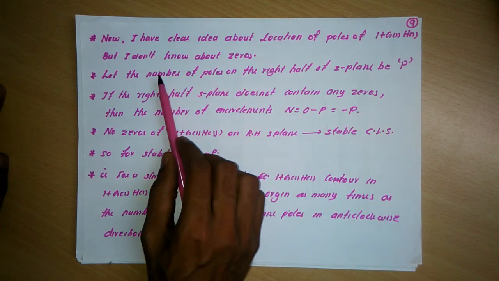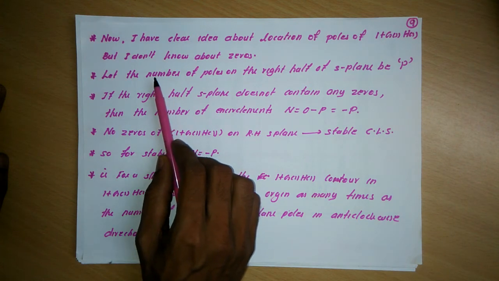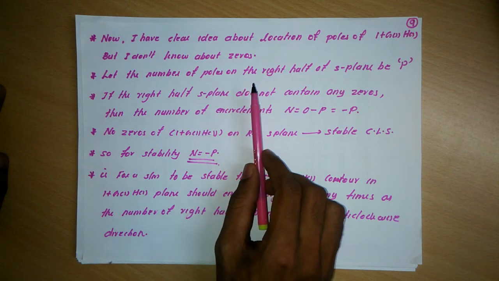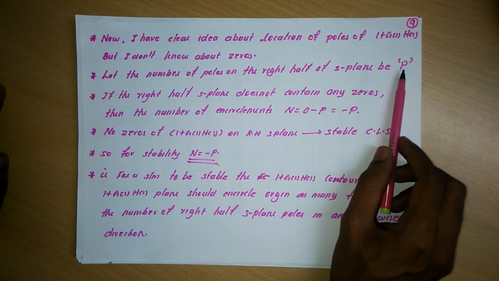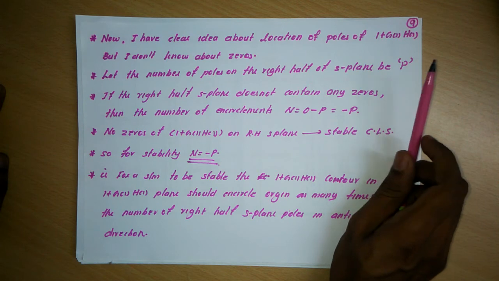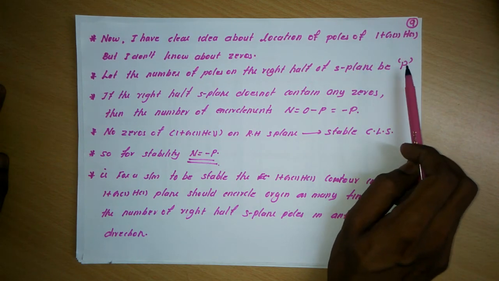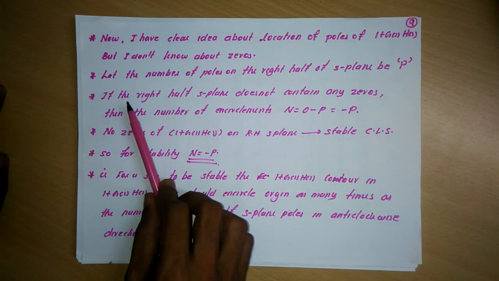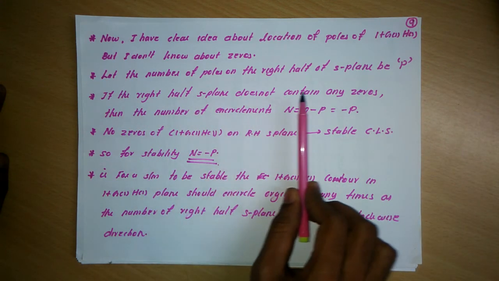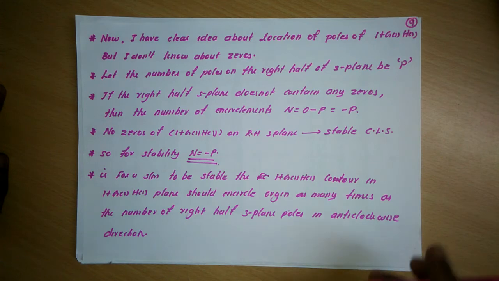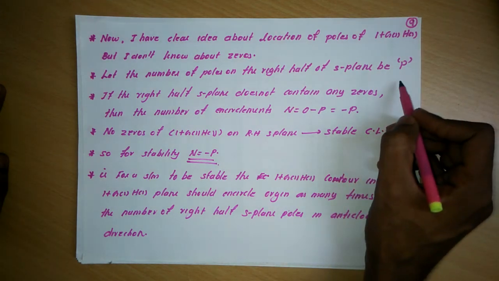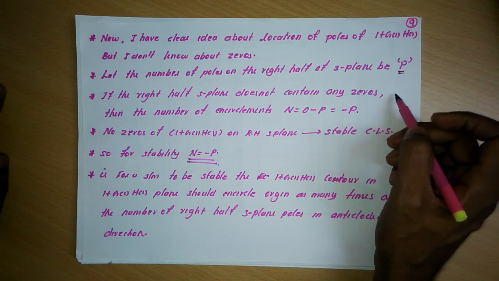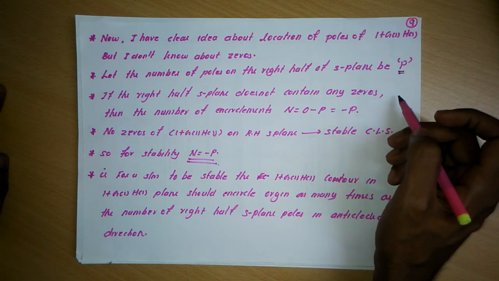So I am stating once again, I have taken a contour which covers the entire right half S-plane, and I am assuming that the right half of the S-plane has P number of poles of the open loop transfer function G(s)H(s). And let's assume that the right half of the S-plane does not contain any zeros. So I have P poles in the right half of the S-plane and no zeros, and I plot the mapping.